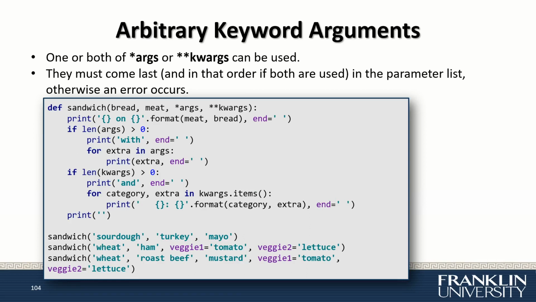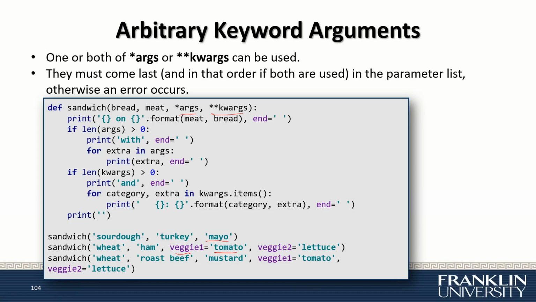And both the arbitrary argument and the keyword argument can be used at the same time. So I can have an arbitrary argument and a keyword argument. In order to use the keyword argument, you have to have a name equal to value. You can use any name you want in this example. And to use the arbitrary argument, you just have an additional parameter, in this example after the bread and meat parameters. When you're using the arbitrary and the keyword argument, they have to come last.